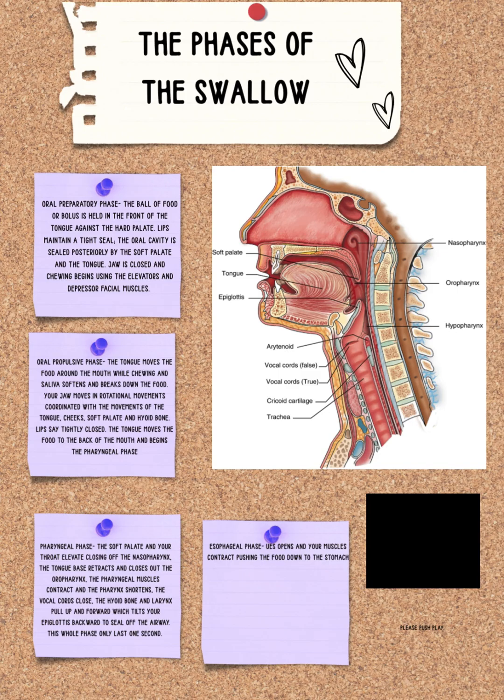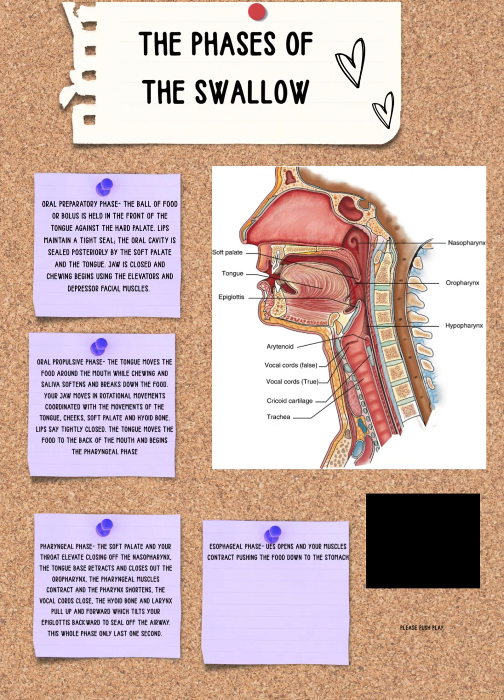Alright, so during the phases of the swallow, the first stage is the oral preparatory phase, and that is when you put food or liquid in your mouth. Your tongue holds it up against your hard palate, creating a bolus. Your lips and jaw are sealed tightly, and the base of your tongue comes up and closes off your pharynx.